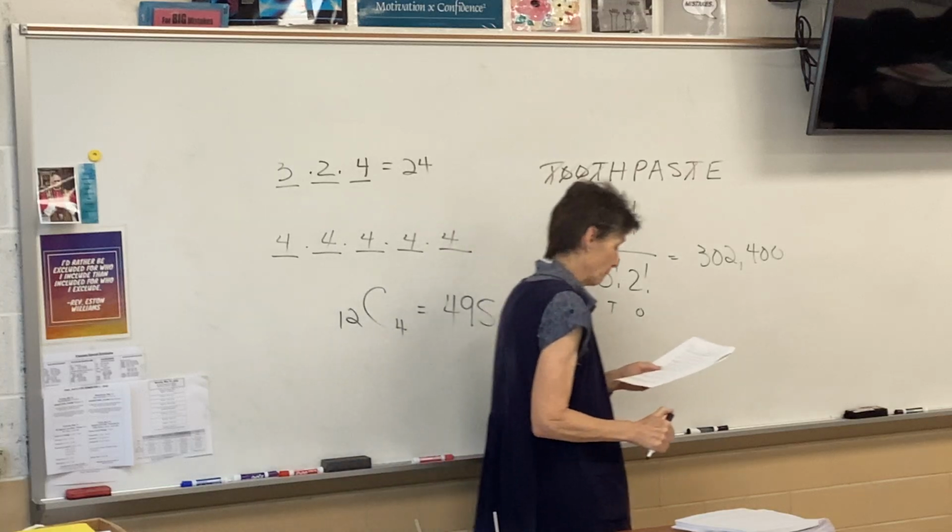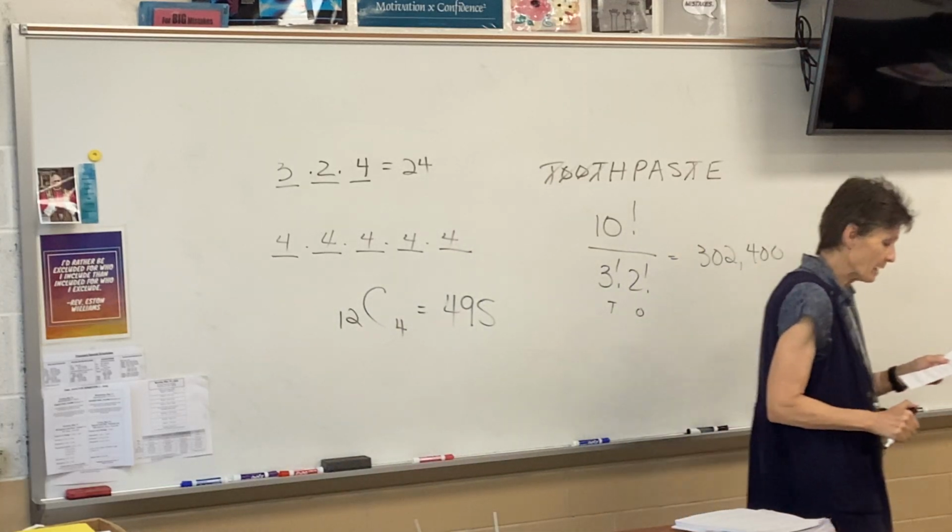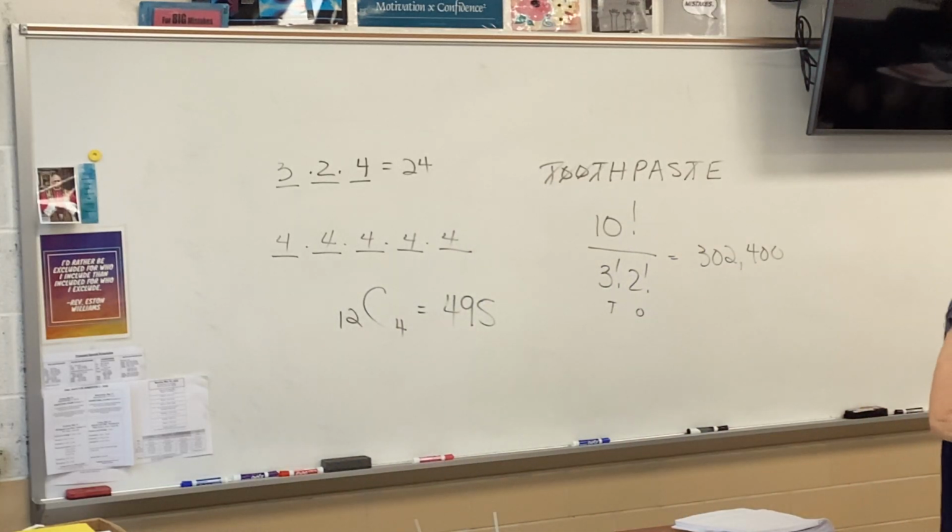Number 6. How many ways can 5 people be seated around the dining room table? It's 4 factorial. Why is it 4 factorial? Because we're in a circle. Circles have no beginning and no end, so there are fewer arrangements. How do you know the table's a circle though? Well, it says around.